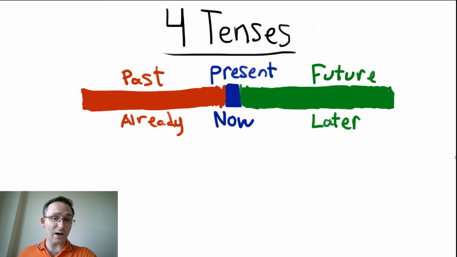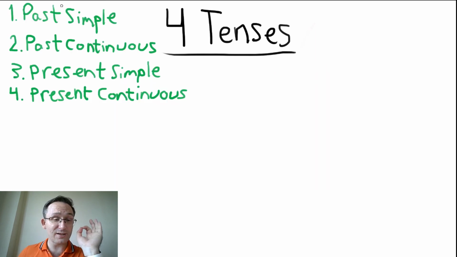So we're going to go ahead and stop here. We went over past simple, past continuous, present simple, and present continuous. And I hope you learned a lot.